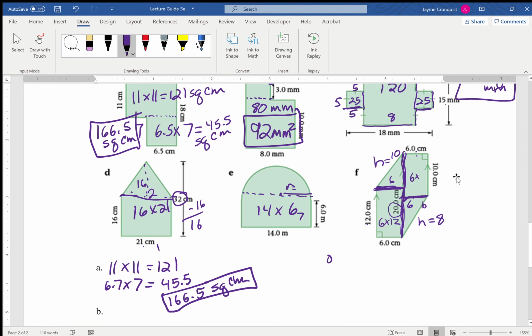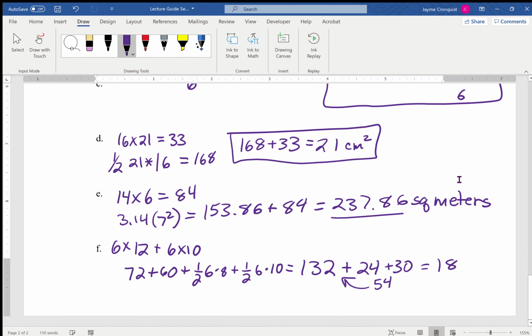And we're going to go back and find out. We got centimeters. So this is going to be, oh, I didn't write it all the way out. 186 square centimeters.